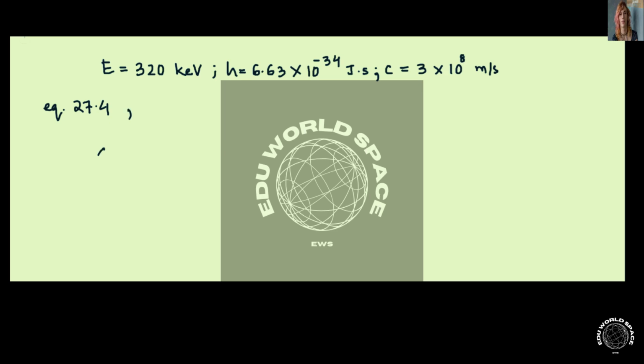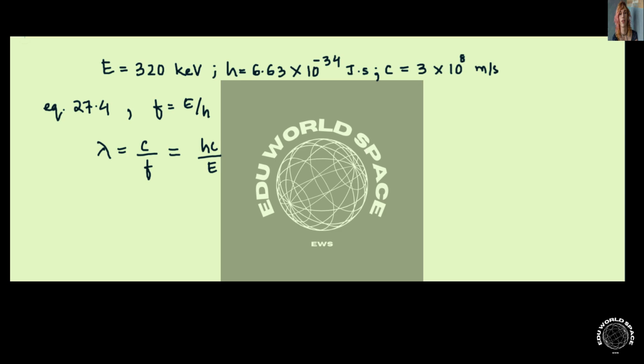So this equation says lambda is equal to c over f, where c is the speed of light and f is the frequency, and this implies that the frequency f is equal to E over h, and so lambda is equal to hc over E.